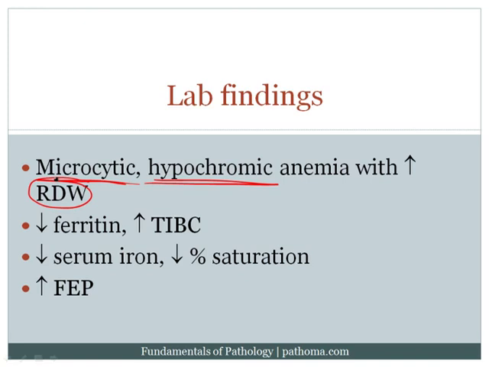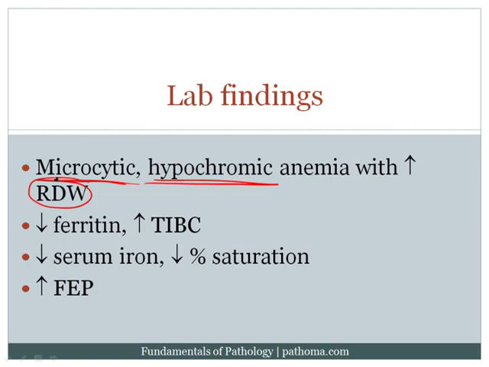Now, in an iron deficiency anemia, recall that the initial phase of the bone marrow response to iron deficiency is to try to make as many normal cells as possible. And then once the iron deficiency progresses, it will begin to make smaller cells. So there's going to be a spectrum. There's going to be some normal cells and there's going to be some small cells. And so that spectrum of normal cells and small cells is going to widen the distribution of the size of the red blood cells.